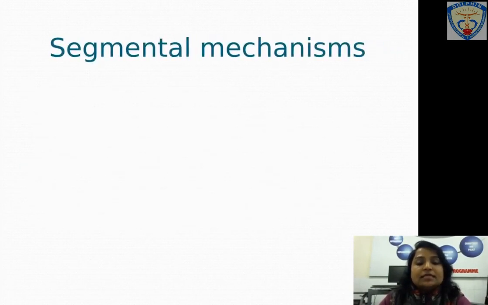Then coming to the segmental mechanism, the pain is continuously going on and the patient is feeling it, so it is possible that some of the pain stimulus crosses the periphery and reaches the spinal cord. When it reaches the spinal cord, we have to control it at this segmental level, so we call it the segmental mechanism.